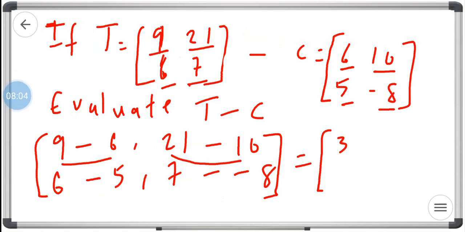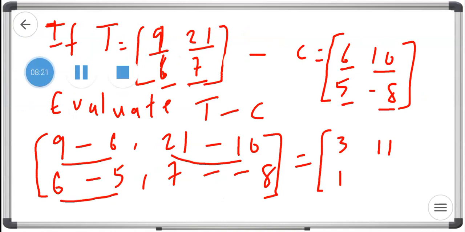And here, 21 minus 10, that is 11. Then the next one here, 6 minus 5, that's 1.